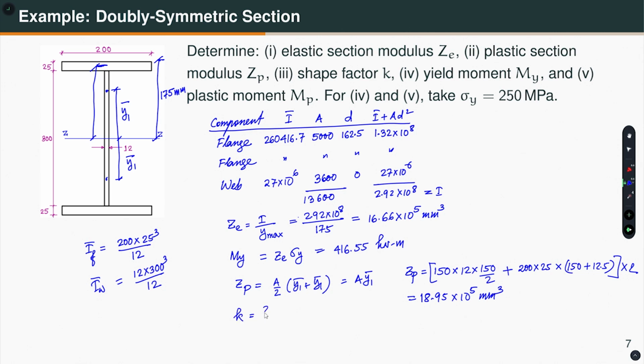So, what is my shape factor? Shape factor K is equal to ZP by ZE, which turns out to be 1.14. Recall that North American wide flange sections also have a similar shape factor. And what is the plastic moment capacity? MP is equal to ZP into sigma y, which is this into 250 MPa. If I convert that into kilonewton after multiplication, 473.75 kilonewton meter. So, that is the example of a doubly symmetric cross section.